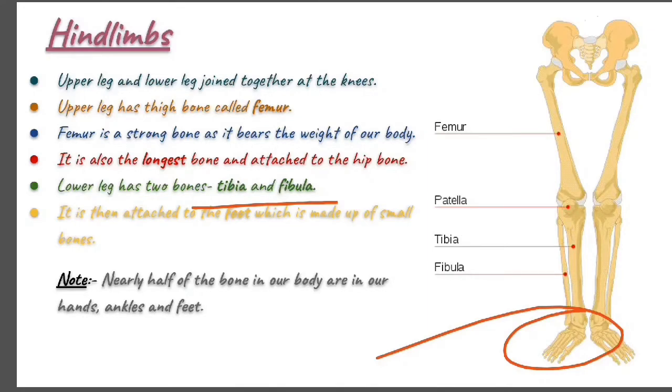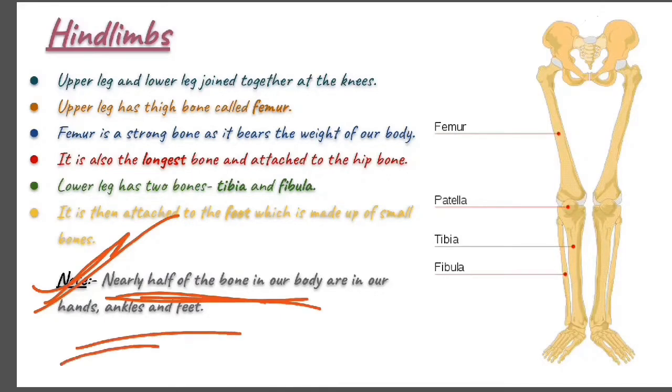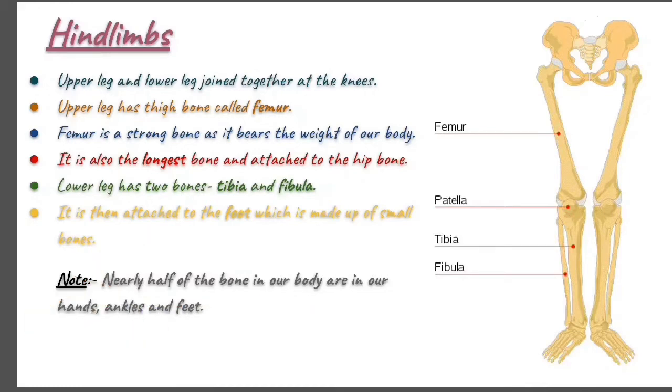Now keep this note in mind: nearly half of the bones in our body are in our hands, ankles and feet. So half of the bones exist in only these three parts: hands, ankles and feet. Many tiny bones attach to each other. You may feel that the hands and ankles are very small, but they have a lot of bones in a small space.